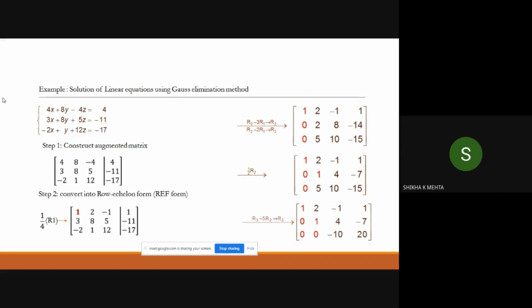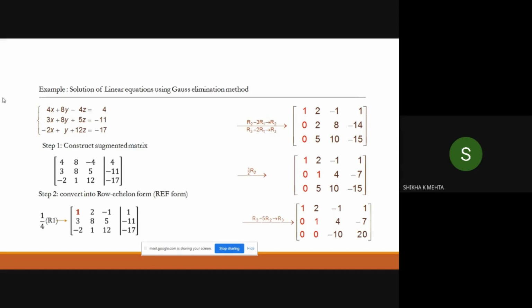Now what do we do? We have to understand what kind of operation should be performed so that we are able to make all the values in this particular column equal to 0. So here we are doing two operations. First on row 2, so R2 minus 3R1.